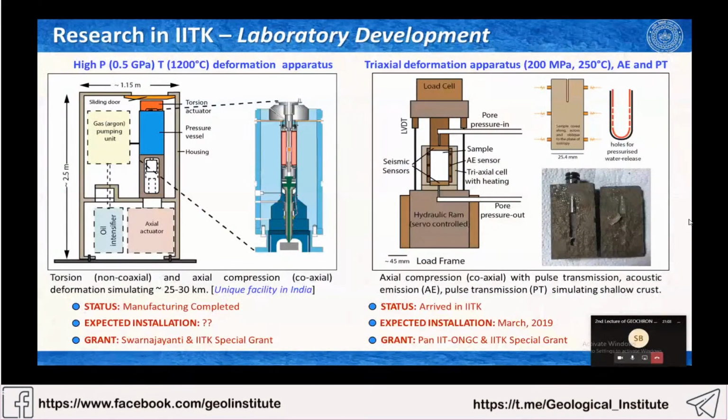But the two major instruments that I'm building, and they are almost done, one is a very high pressure temperature deformation apparatus that goes up to 500 megapascal pressure and 1200 degrees centigrade. This is a Patterson type of apparatus, which is funded by IIT Kanpur Special Grant and Swarnajayanti Fellowship. And another is a triaxial deformation apparatus, mostly for rock physics and hydrofracking. The instrument has arrived on the campus, but is yet to be unpacked and installed. This instrument is also funded by IIT Kanpur Special Grant and Pan IIT ONGC research programs.